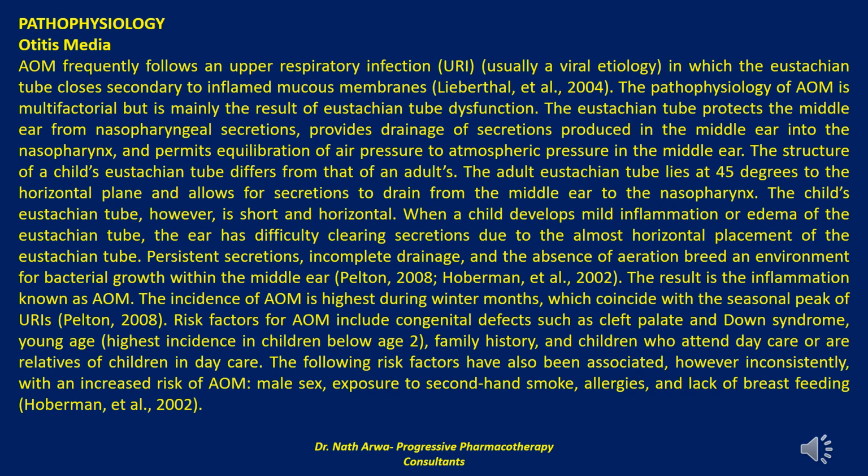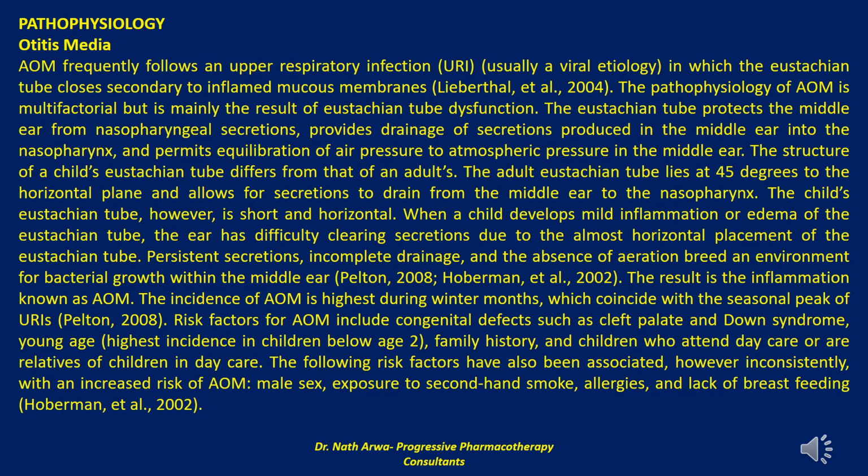When a child develops mild inflammation or edema of the eustachian tube, the ear has difficulty clearing secretions due to the almost horizontal placement of the eustachian tube. Persistent secretions, incomplete drainage, and the absence of aeration breed an environment for bacterial growth within the middle ear, according to Pelton in 2008, and Hoberman and colleagues in 2002. The result is the inflammation known as acute otitis media. The incidence of acute otitis media is highest during winter months, which coincide with the seasonal peak of upper respiratory infections, according to Pelton in 2008.